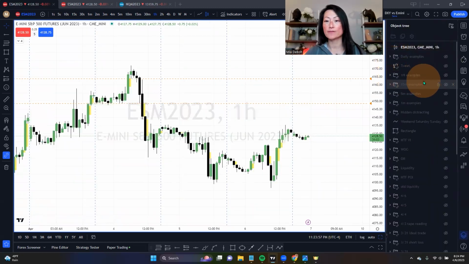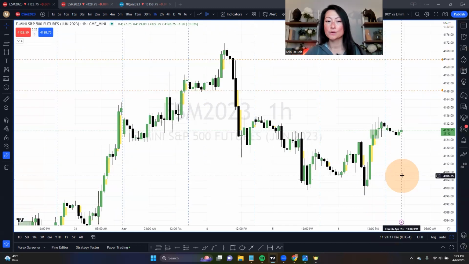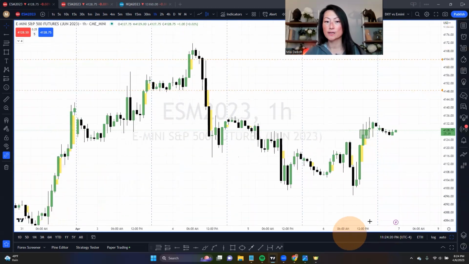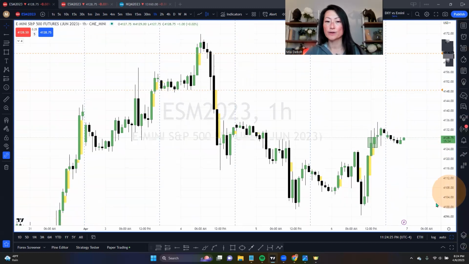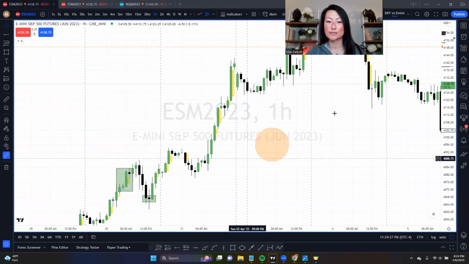Okay, so again, I have a lot of examples. I'm going to share those examples with you today. Okay, so we're on the 1 hour, and you can see that there is an overlapping candle here on the 1 hour. There are some better examples, and so I'm just going to go back to some history.